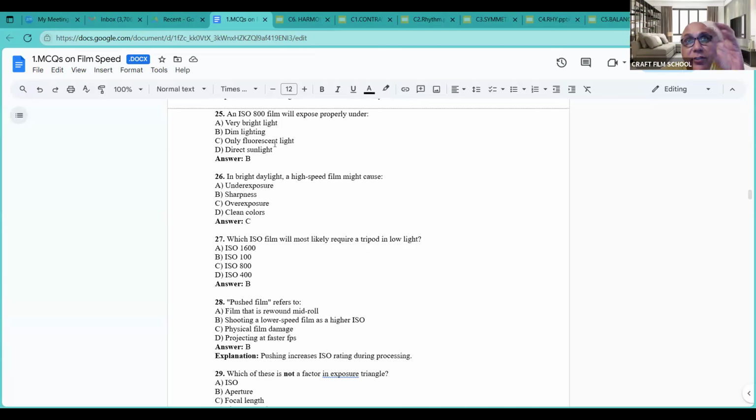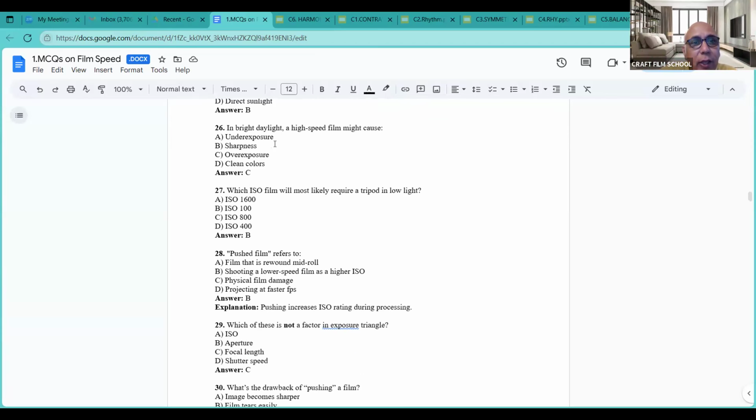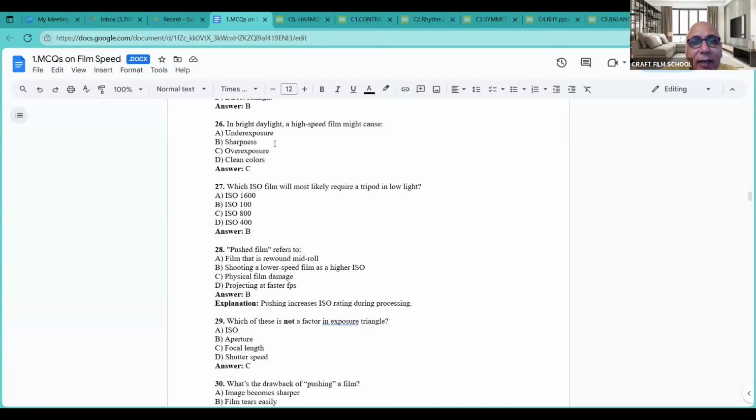This pattern is to explain how the same concept can be rotated and asked in a beating around the bush manner. Rather than asking directly, he is asking the fundamental concept indirectly. Are you clear about them or not? So in bright daylight, high speed film might cause: underexposure, sharpness, overexposure, and clean color.